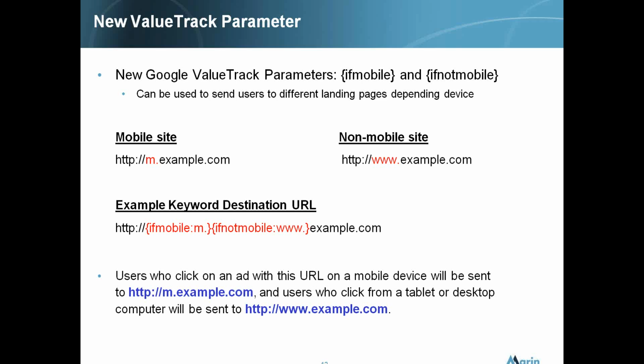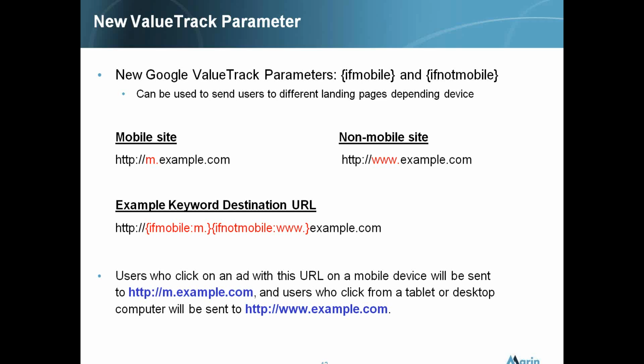So for example, if your mobile site is m.example.com, and your non-mobile site, so if somebody is coming through either desktop or tablet, is www.example.com, what the keyword destination URL will look like is a combination of those two, the M and the www, inside of the ifmobile, ifnotmobile parameters. So in red here, we've pointed out the different variables from mobile versus not mobile. And then once the destination URL is actually put together, what that looks like.